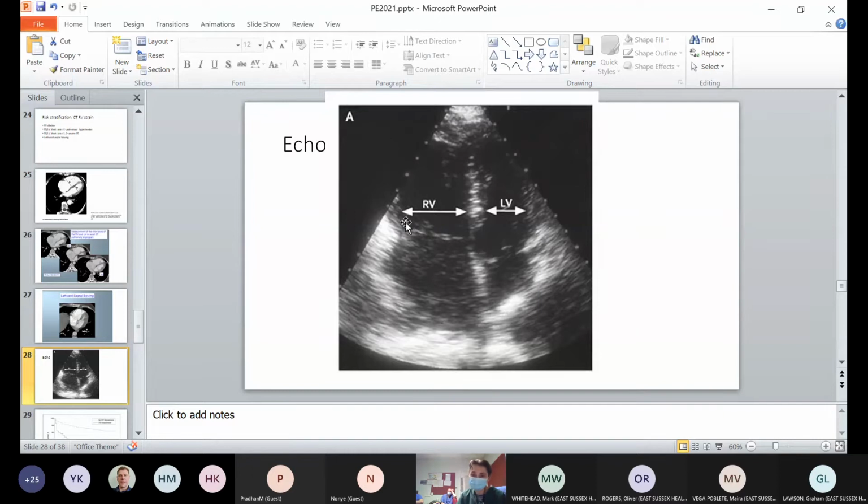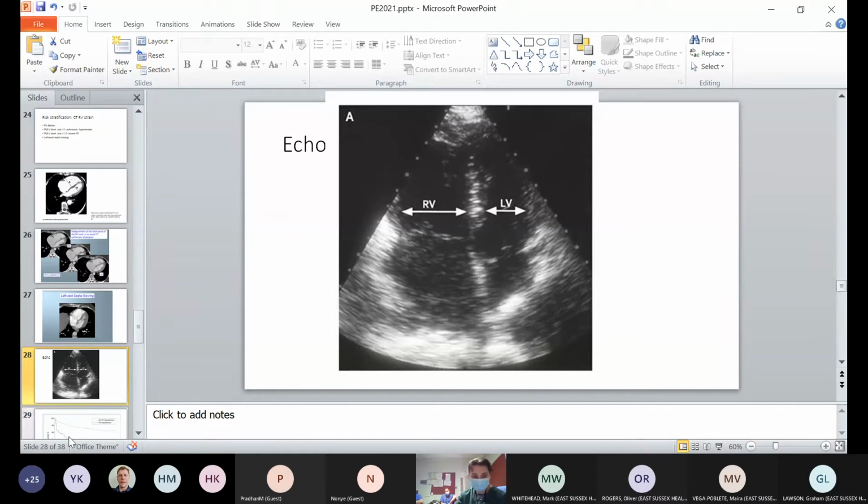So it's just basic things for somebody who is not a cardiologist, but able to hold the probe and identify that the right ventricle is bigger than the left ventricle. This is what you need to at least see, to put together whether people need thrombolysis or not.